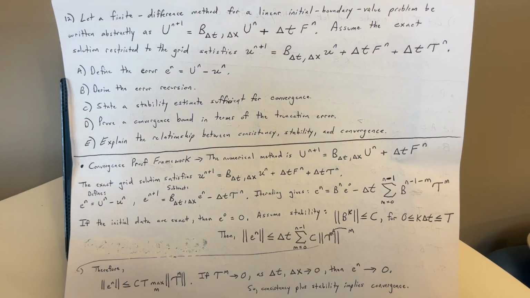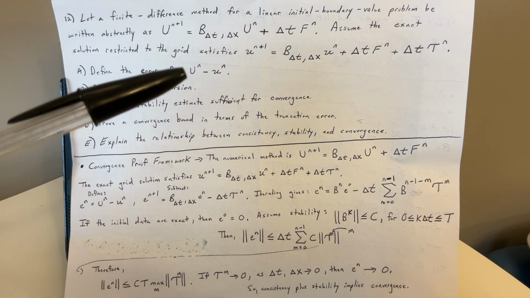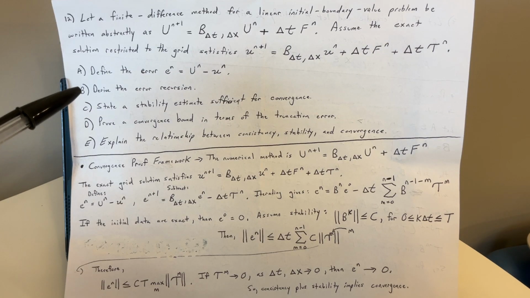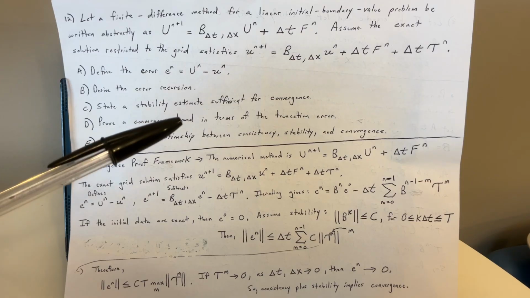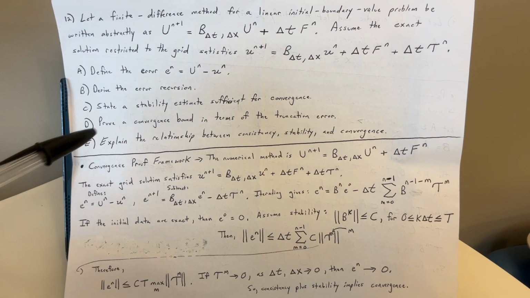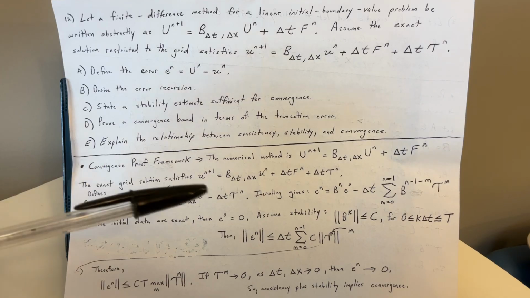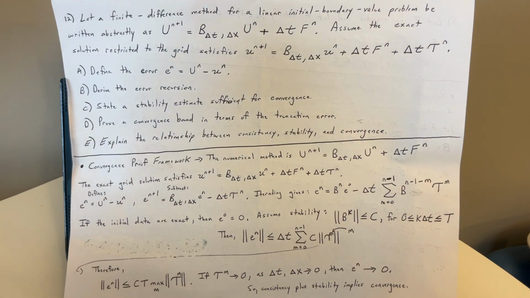Sorry, talking so fast. Part A, define the error e^n = U^n - u^n. Part B, derive the error recursion. Part C, state a stability estimate sufficient for convergence. Part D, prove a convergence bound in terms of truncation error. Part E, explain the relationship between consistency, stability, and convergence.